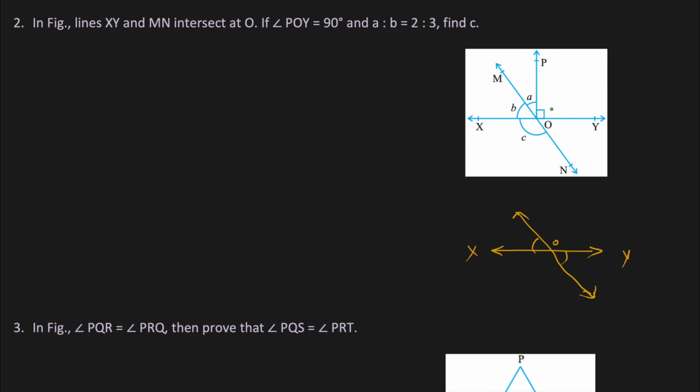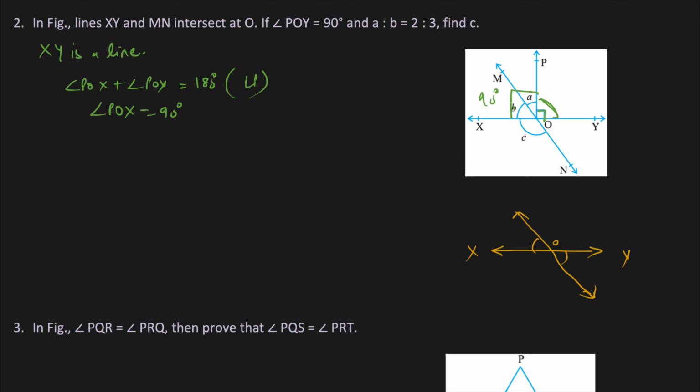Now here what is given? POY is 90 degrees, right? So XY is a line. As XY is a line, can I say POX plus POY is 180 degrees, linear pair, right? So you will get POX as 90 degrees, correct? If this is 90, then obviously this will also be 90, correct?